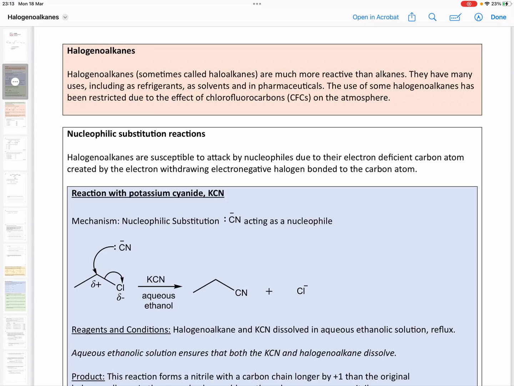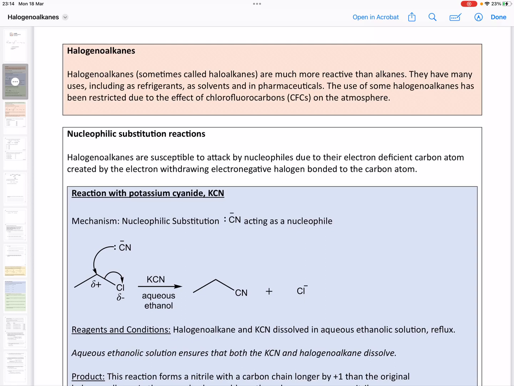So why do we use halogenoalkanes at all? Halogenoalkanes are very useful compounds, particularly in organic synthesis. They are more reactive than alkanes, and so they can be used as precursors, so that means starting compounds, for the synthesis of more complex molecules.